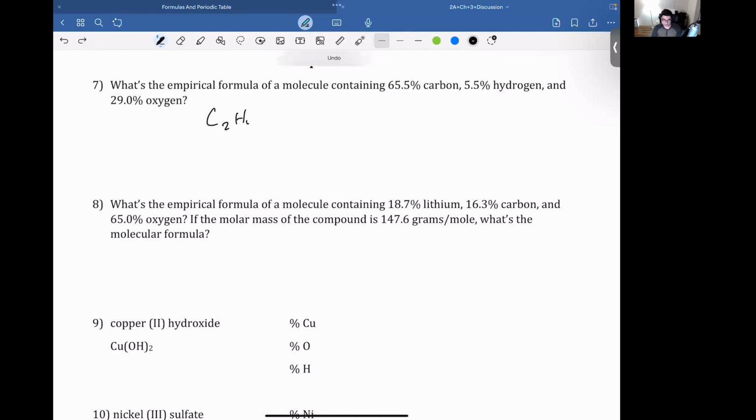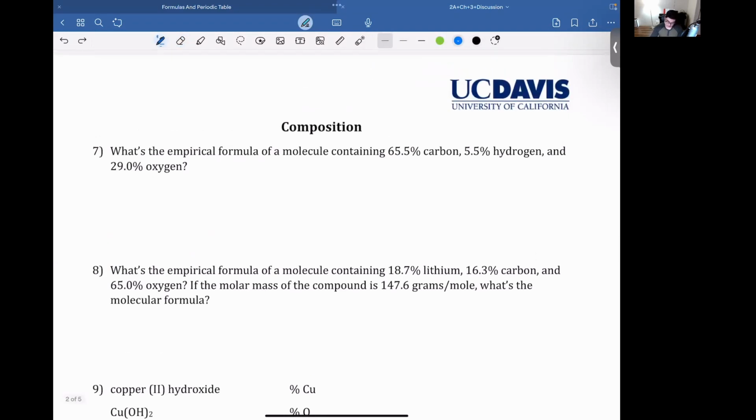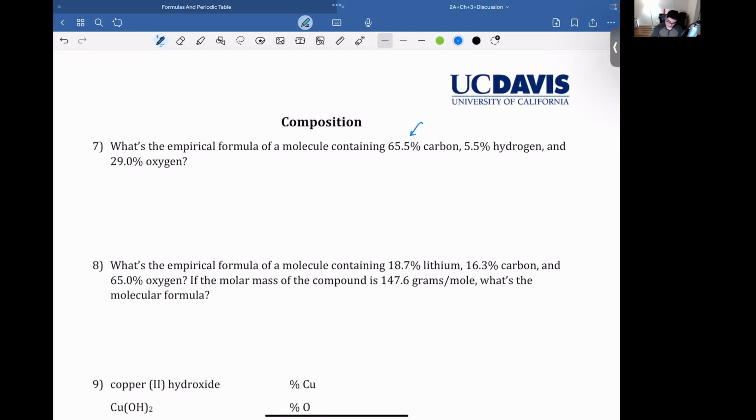So it's the simplified ratio of everything to one another. So how do you do it? Well, first you have these percents. This is what you're given. These are percent mass, by the way, so that is important to know, just to make it more clear.